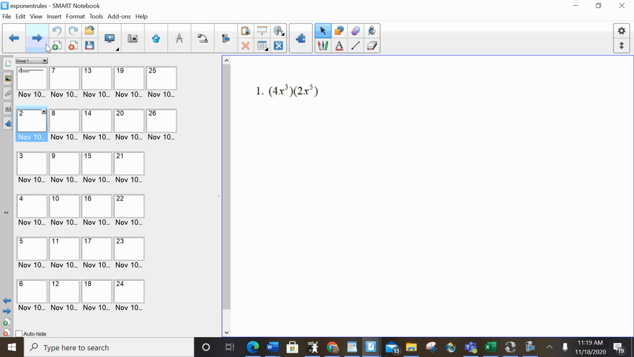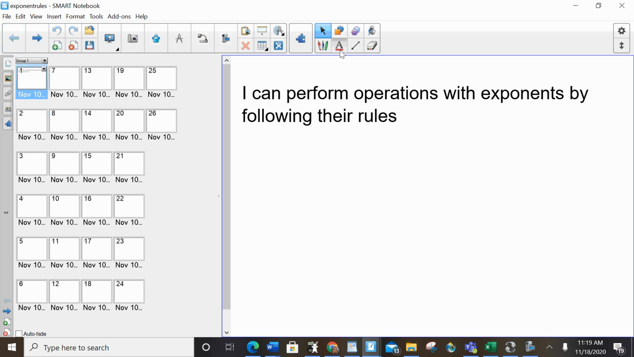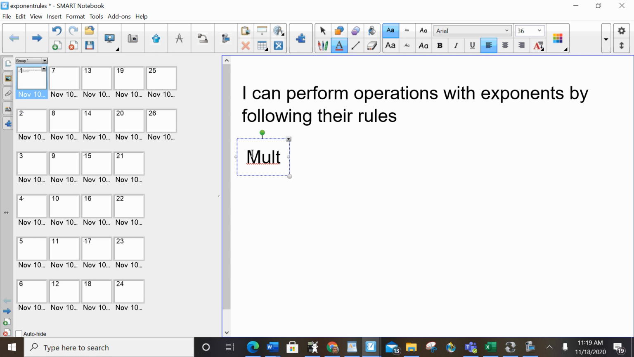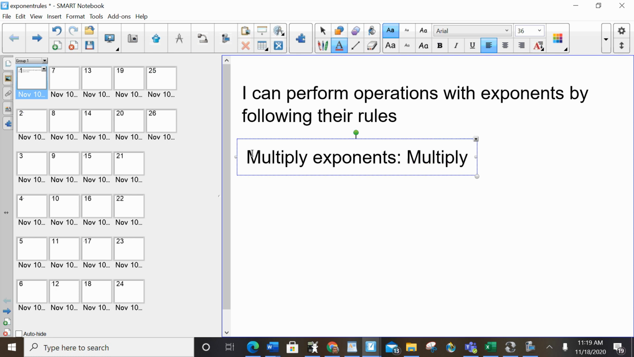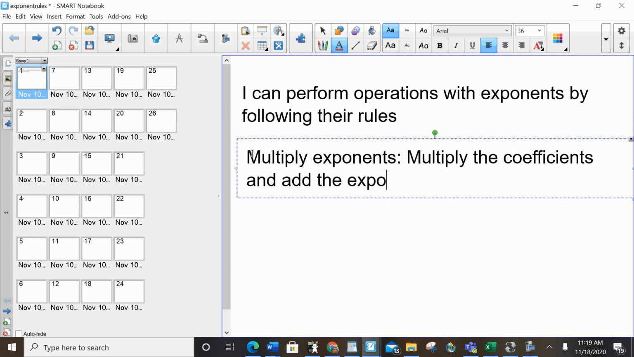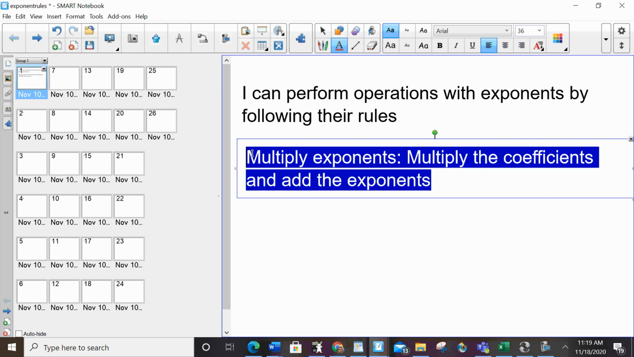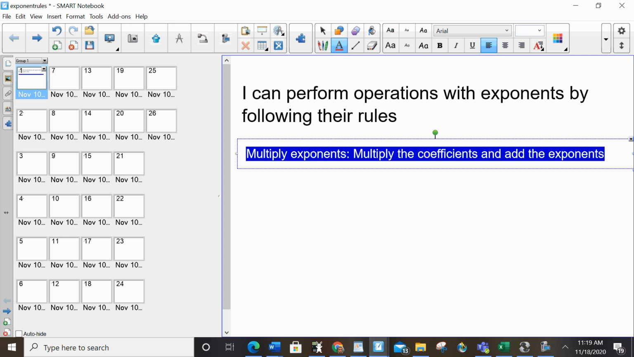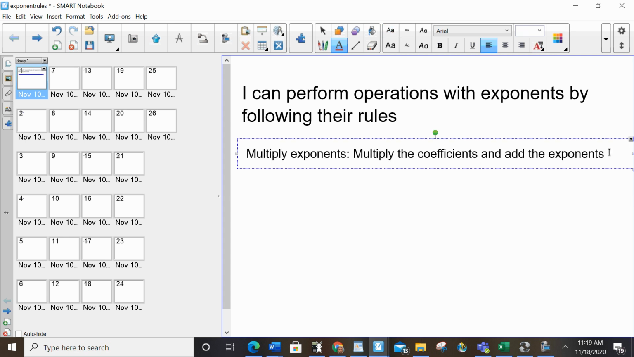The first set of rules is multiplication. So when I am multiplying exponents, we are going to multiply the coefficients and add the exponents. We talked about a lot of this stuff already earlier this year, but we're really just going to focus and make sure we're comfortable with all this because we need all this stuff moving forward. So when we're multiplying exponents, we're multiplying the coefficients, we're adding the exponents.